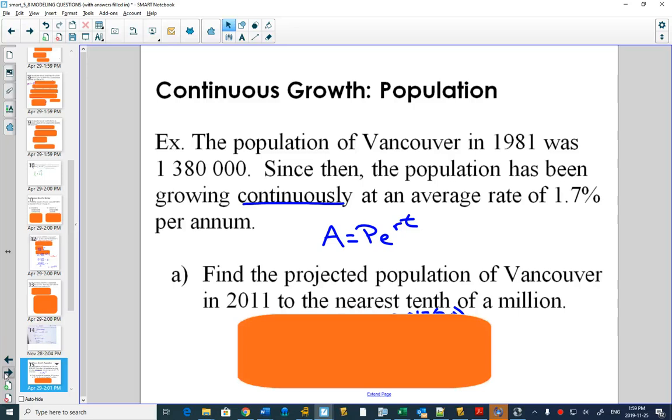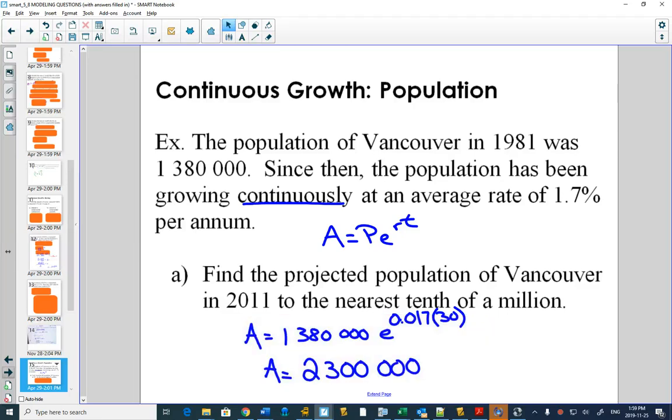So 1981, population Vancouver, 1.38 million. What will it be in 2011? Well, if we put 1.38 million as our first amount, our rate at 1.7%, 2011 is 30 years later. It's just a matter of typing that into your calculator and finding the number.